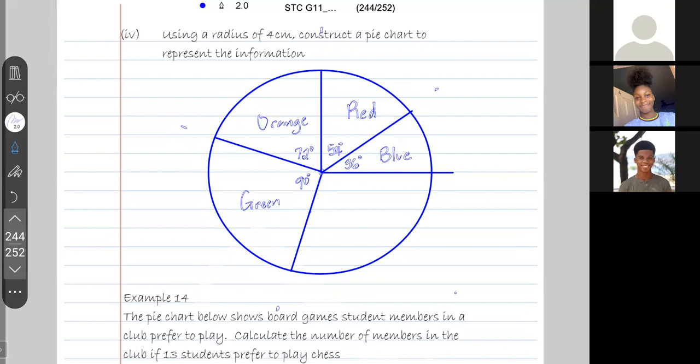All right, now, once you have done all the others, the last one you don't have to measure. It should automatically fit in as long as you did your work properly. And this is 108 degrees, and this is yellow. And this is what your pie chart should look like.